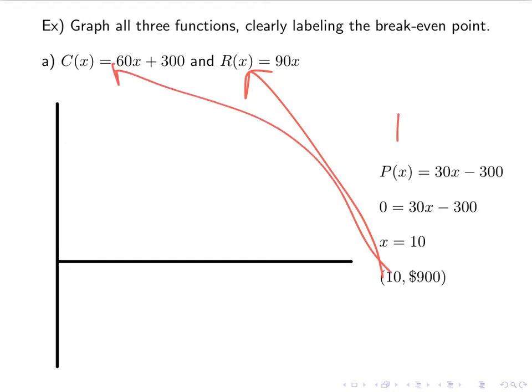And then again I have, whoops, that didn't come out very well. I have the point (10, 0) for the profit. So when it comes time to drawing my graph, I'm going to be using those y-intercepts and our break-even point. So what I have to do is decide how I want to write my x values on the x-axis and how I want to write my y values on the y-axis.